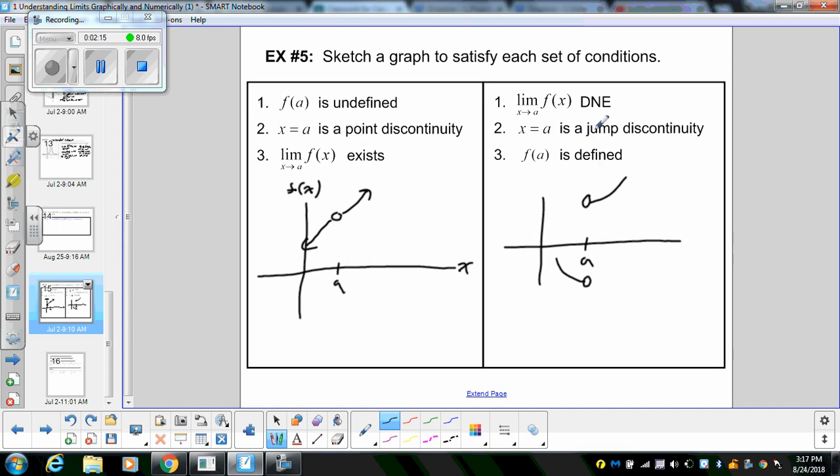x equals a is a jump discontinuity. So that does mean that one of these does have to be filled. The third one says f of a is defined, so this has to be one of them. Make it this one. So it jumps up to here and goes that way. Actually, it's filled in right there. So anything like this satisfies all those.